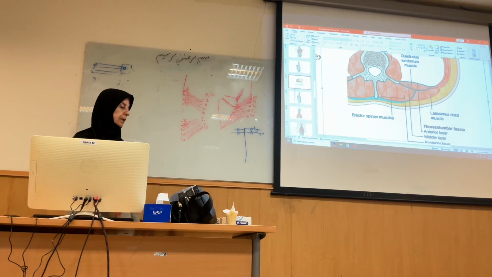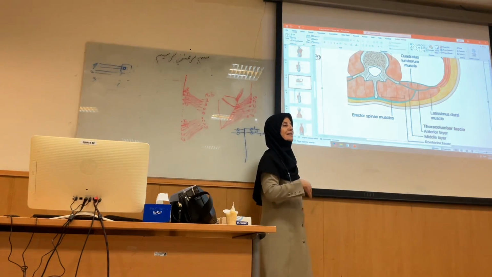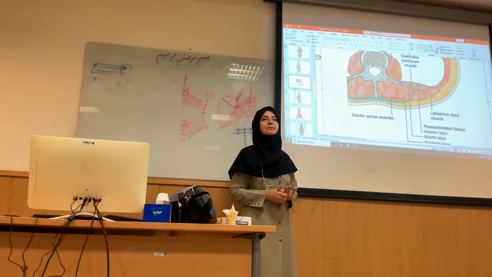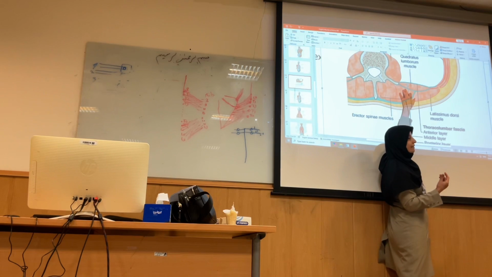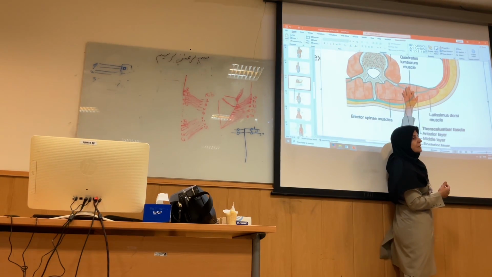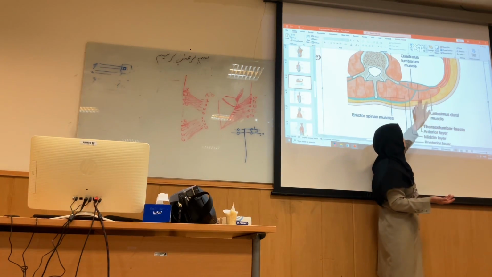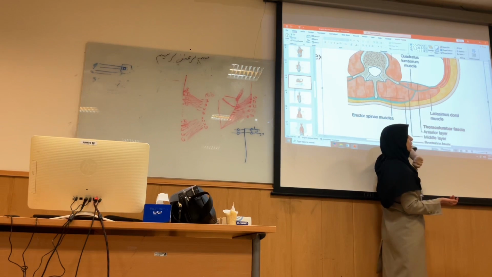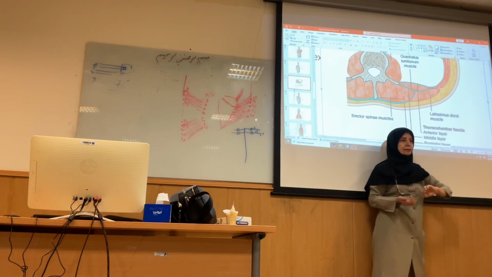In the exam, I am going to ask you: which layer of the thoracolumbar fascia is passing anterior to the erector spine muscle? Middle layer. Which layer is passing anterior to the quadratus lumborum muscle? Anterior layer. Which layer of the thoracolumbar fascia is passing posterior to the erector spine? Posterior layer. All of them laterally are going to join together.